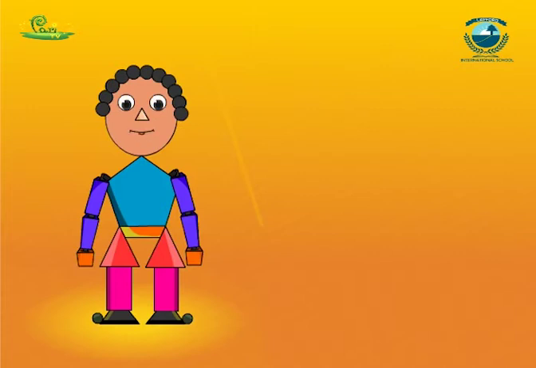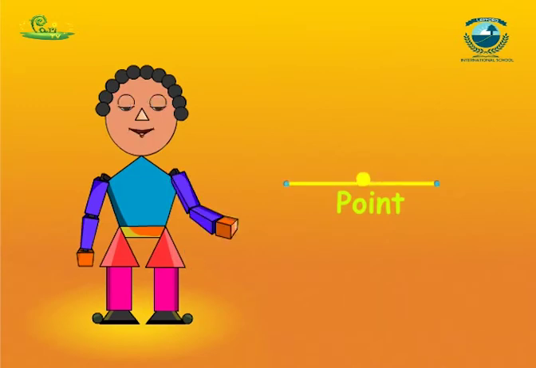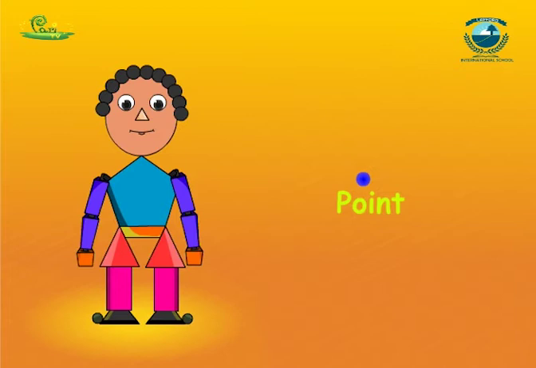We will start from the smallest thing. And do you know what that may be? Just guess. Is it a line? A segment? A ray? A triangle? No, no, no. It is a point. A point is a geometrical figure that has no length and has no area. A point determines a location.